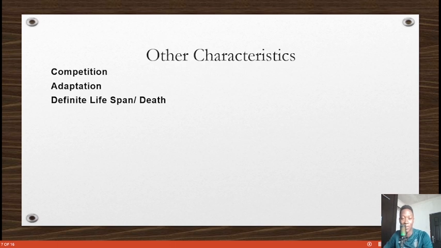Next thing is adaptation. Living organisms also adapt to the environment they have been put in. And so this is important because you need to adapt to survive.